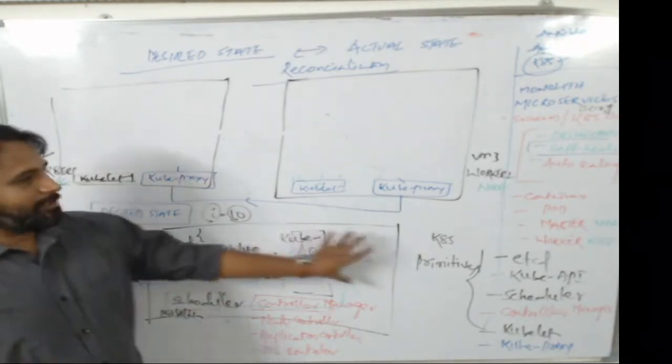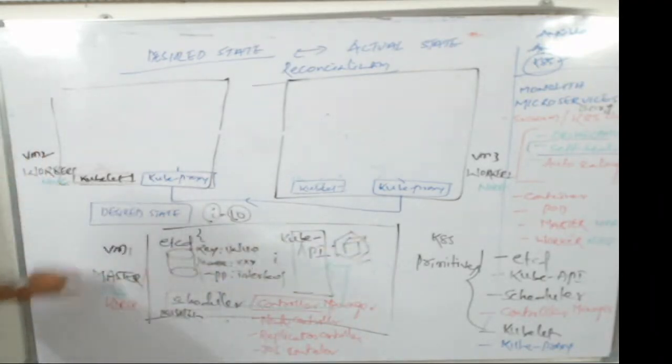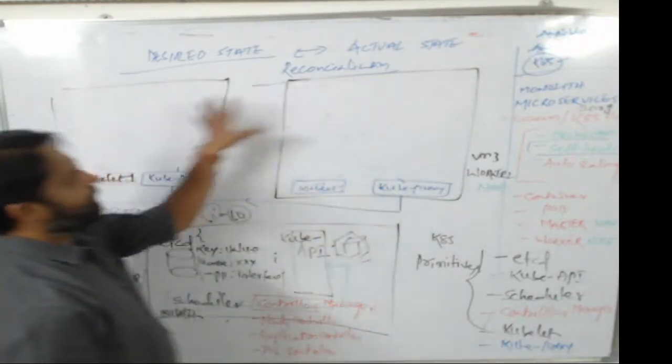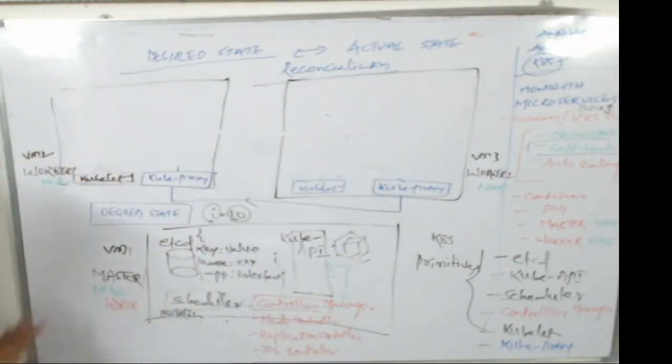Put everything in the master. The master does not change. Also, the workers will have kubelet and kube proxy. The rest of the things, keep them empty. Fill the master with etcd, kube API, scheduler, and controller managers with all its controllers.